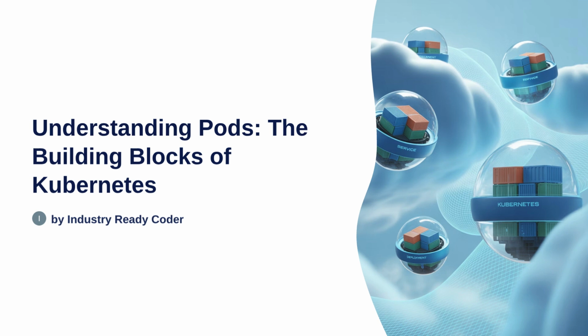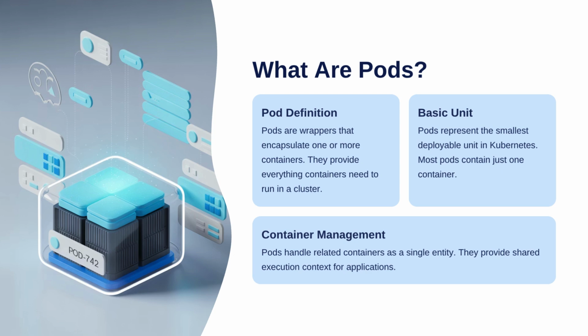Today, we're diving into the smallest deployable unit in Kubernetes, the pod. So, what exactly is a pod? Think of a pod as a wrapper. It wraps one or more containers together and gives them everything they need to run in the cluster. In most cases, a pod contains just one container, like a single app or service.